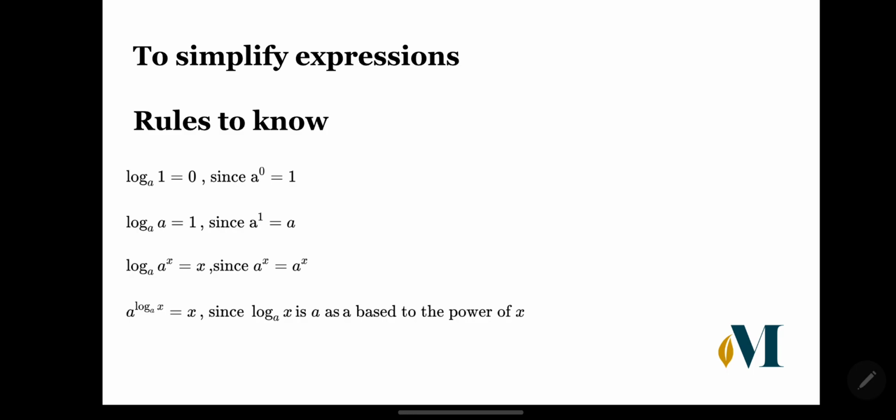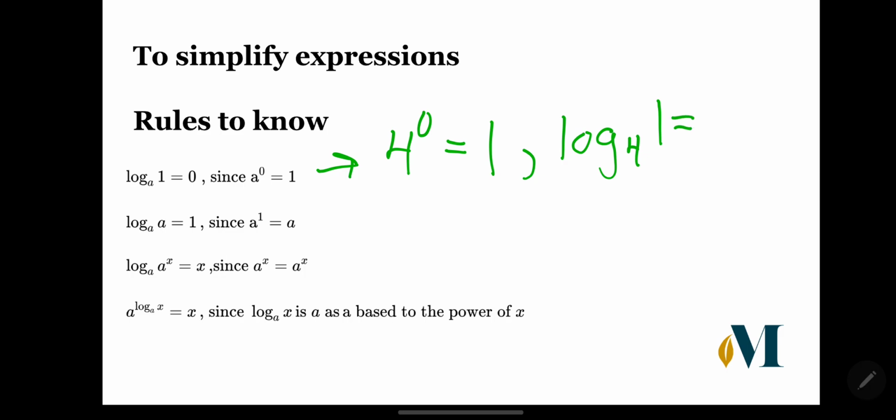So this is useful because we know that a to the power of 0 is 1. If I said that I have 4 to the power of 0, well, that is 1, right? Yeah. So if I have log base 4 of 1, what do I raise 4 to, to get 1? You could raise it to the power of 0. So you'd have that equal to 0.